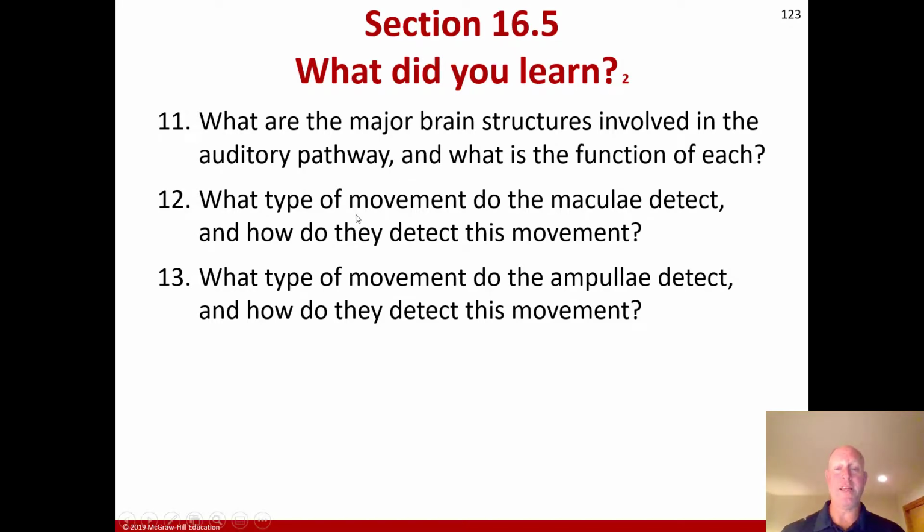What type of movement do the maculae detect? How do they detect this movement? And what type of movement do the ampullae detect? And how do they detect this movement?